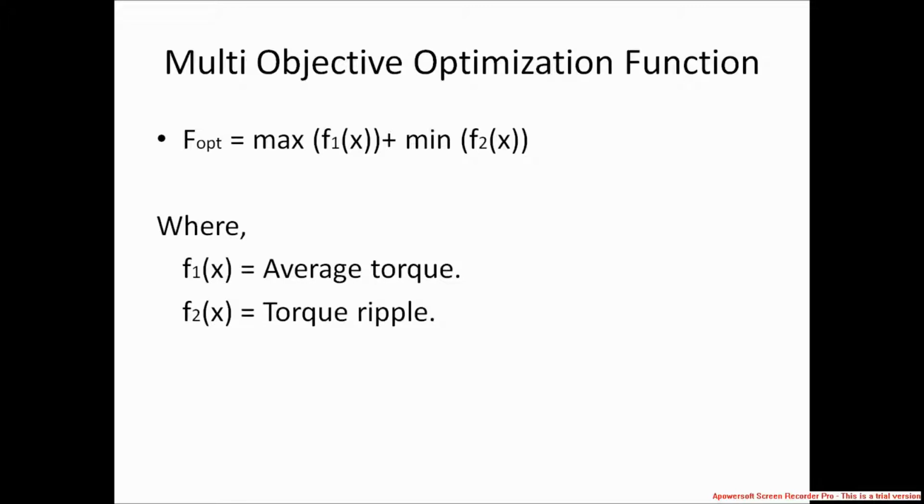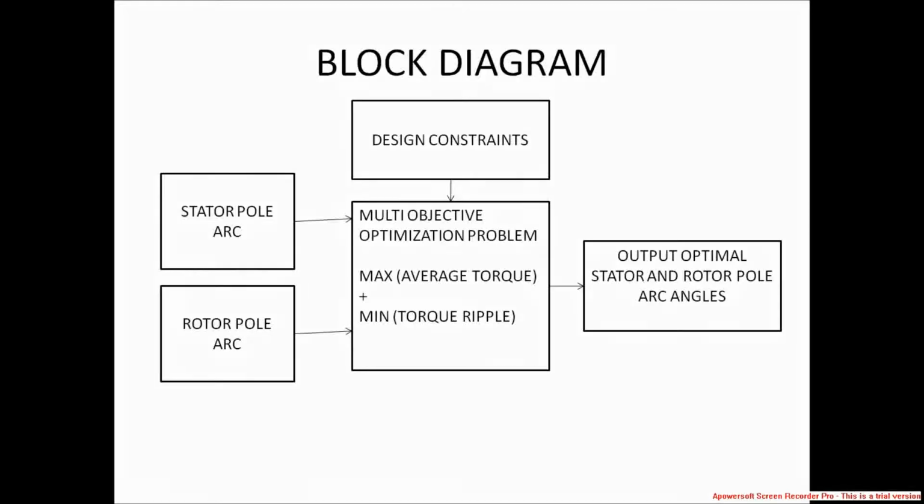The main multi-objective function considered here is optimal function equal to maximum of f1 of x and minimum of f2 of x, where f1 of x is the average torque and f2 of x is the torque ripple. The design variables considered here are stator and rotor pole arcs. The design constraints are taken from IEEE standard as a reference. The stator pole arc varies from 90 to 22 and that of the rotor pole arc varies from 22 to 26.